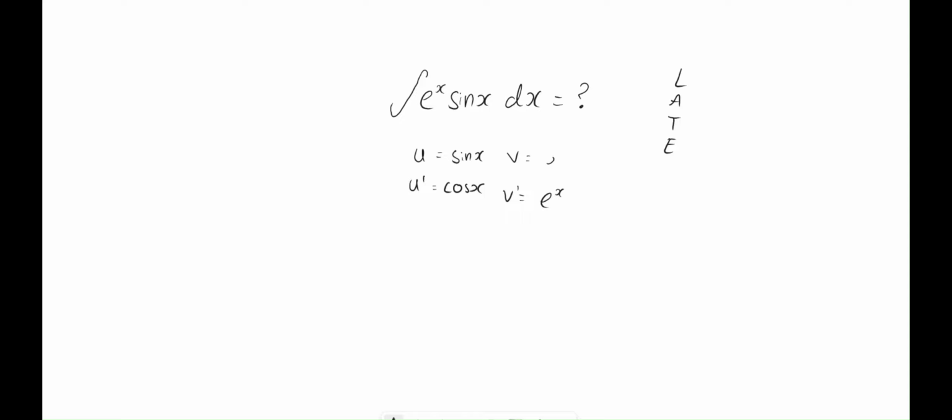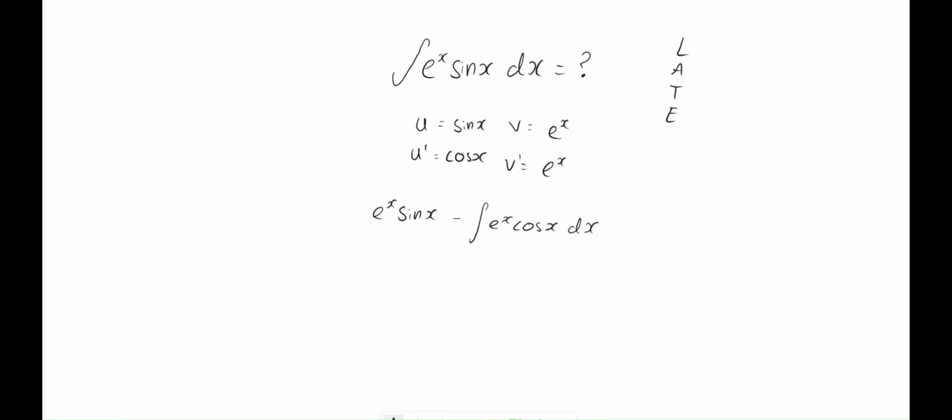So integrating e to the x, we know that gives us e to the x. Now we apply the product rule, which is given to you in your formula booklet. So we do uv, so e^x sine x, minus the integral of u dash and v, so minus e^x cos x. So now we've set up the expression, we must now use the product rule again on e^x cos x.